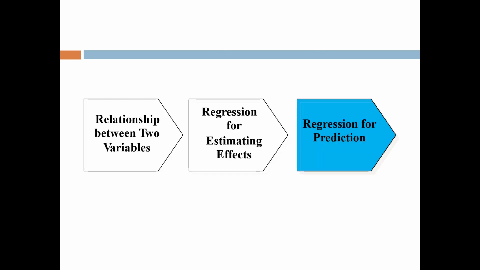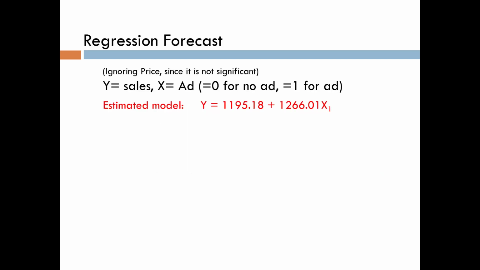And now we come to the final step, using regression for prediction. How do we make a forecast? Well, we start with the last regression model we estimated with ad as the only independent variable since price was not significant. The model that we estimated was y equals 1195.18 plus 1266.01 x, where the first term is the intercept and the second term shows the coefficient of ad.